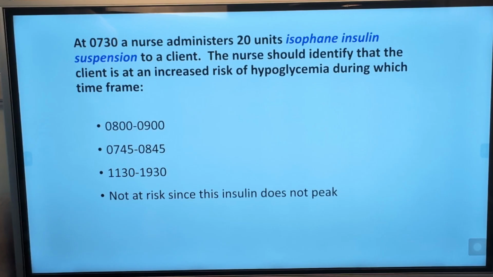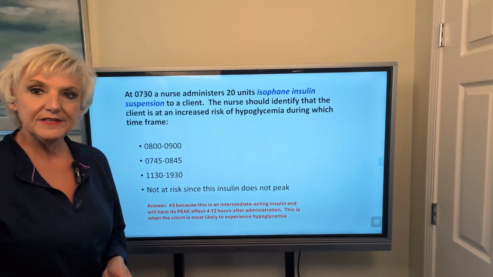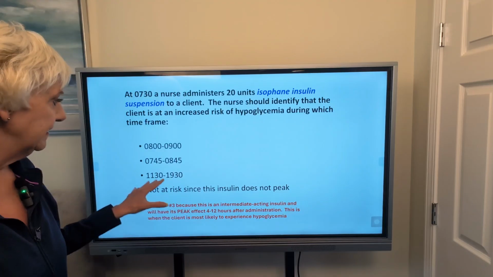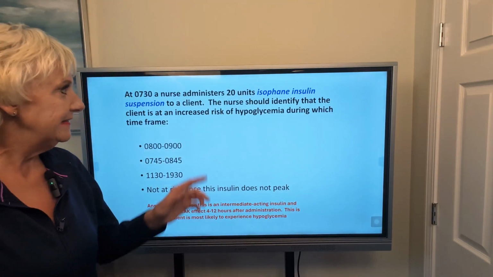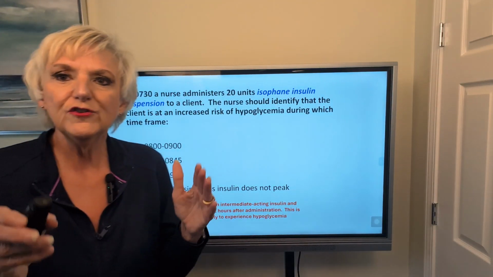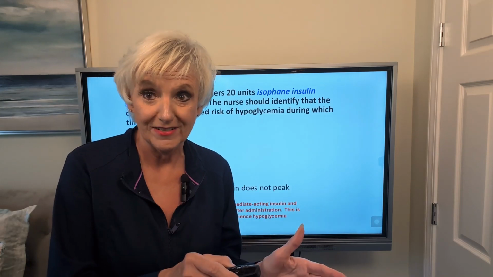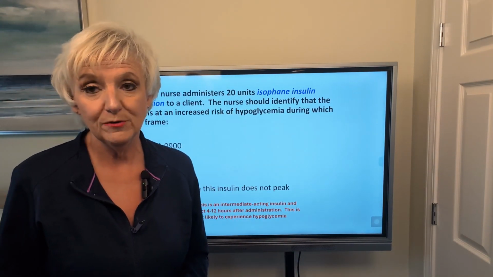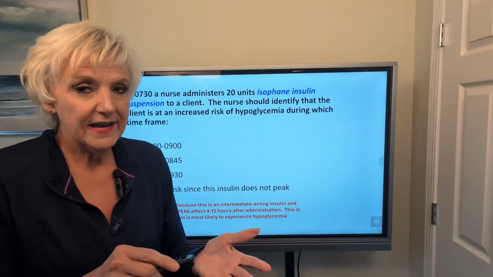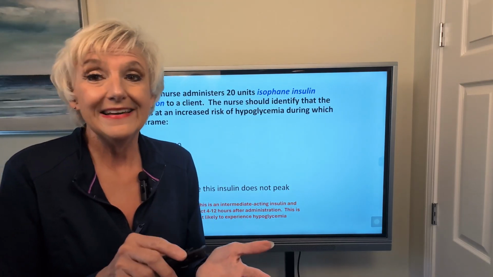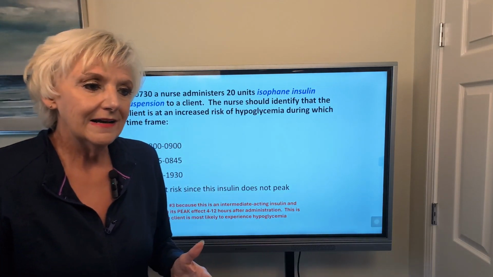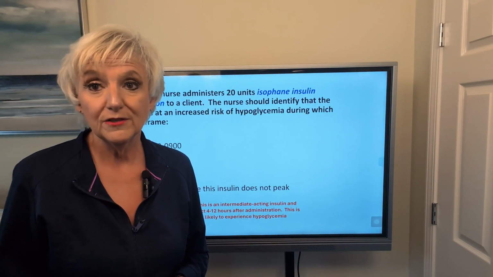Okay, the answer is number 3, 11:30 in the morning to 17:30 at night. The reason being is that is the time frame that this intermediate-acting insulin peaks. It peaks in about 4 to 12 hours after you give the shot. So that's when they're at greatest risk of hypoglycemia. And a nurse really needs to understand that, because if you gave, say, too much insulin, or they didn't eat much, or they've been very active or something like that, they can start showing symptoms of low blood sugar during that time.